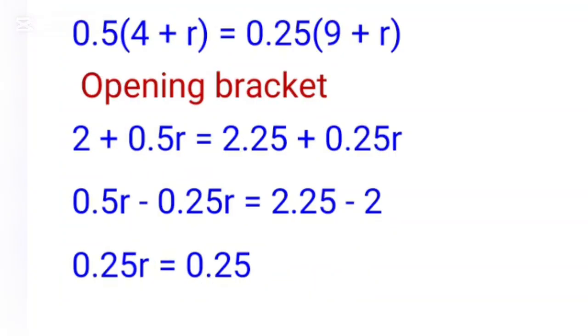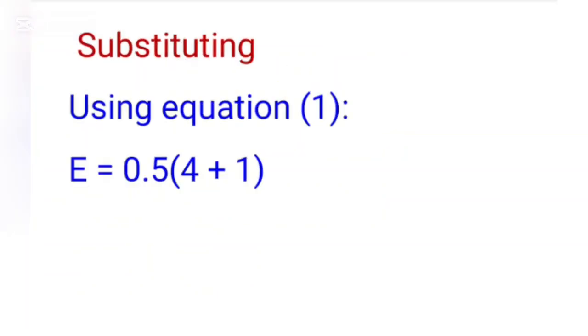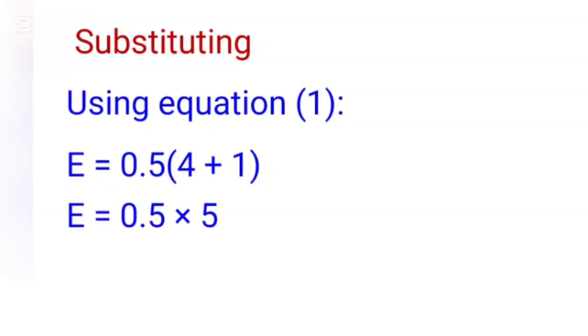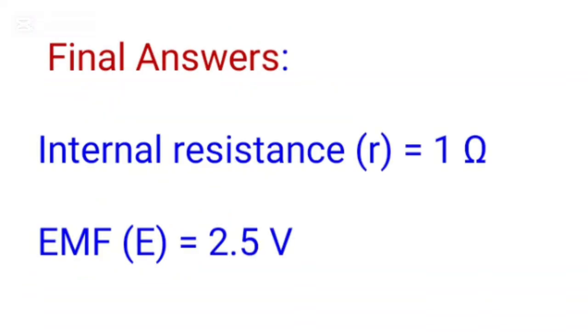We now arrive at 0.25r is equal to 0.25, r is equal to 1 ohm. Substituting into one of the equations to find E, using equation 1, E is equal to 0.5(4 plus 1). E is equal to 0.5 times 5. E is equal to 2.5 volts. Final answers: the internal resistance r is equal to 1 ohm, while the EMF E is equal to 2.5 volts.